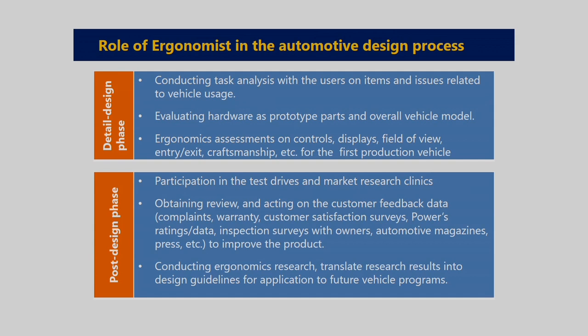The next phase, that is the last phase, is the detailed design phase. In the detailed design phase, ergonomists conduct task analysis with the users in terms of issues related to vehicle usage. Apart from task analysis, they also evaluate hardware as prototype parts and the overall vehicle model. Ergonomists also do assessment of control, display, field of view, entry exit, and craftsmanship for the first production vehicle. While the first production vehicle is coming, it is also evaluated from various ergonomics perspectives by the ergonomist or ergonomics engineer. So, these are the main four stages in the design process.